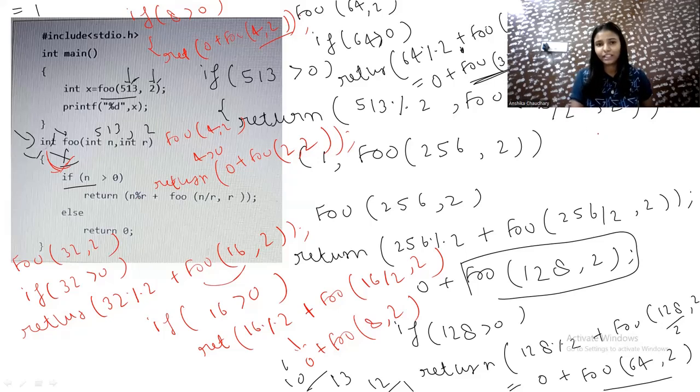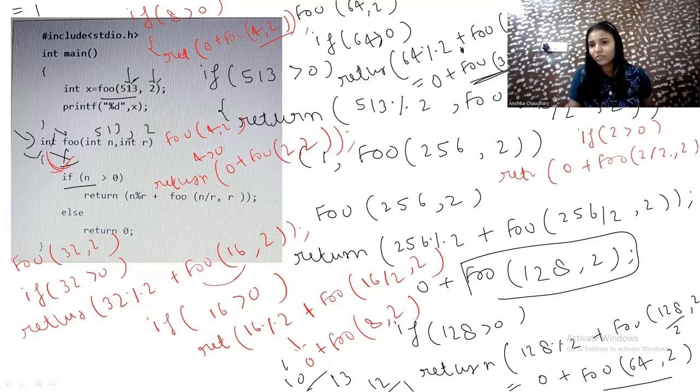Now I'm writing here, for 2 comma 2. If 2 is greater than 0, yes it is, so we will come to the return line. Then 2 modulus 2 will be 0, plus we have to run the foo function again, and we will divide 2 by 2 comma 2. This time this will give 1 comma 2. Now this is the last execution.